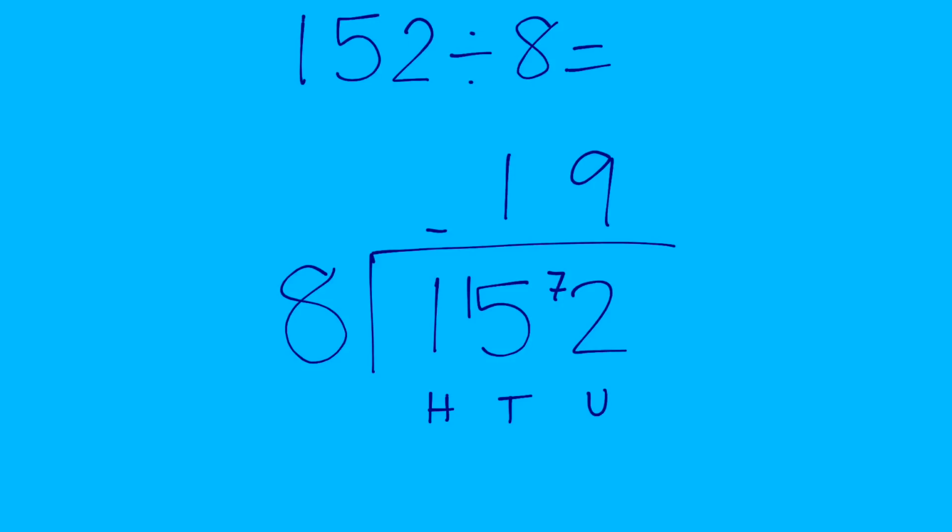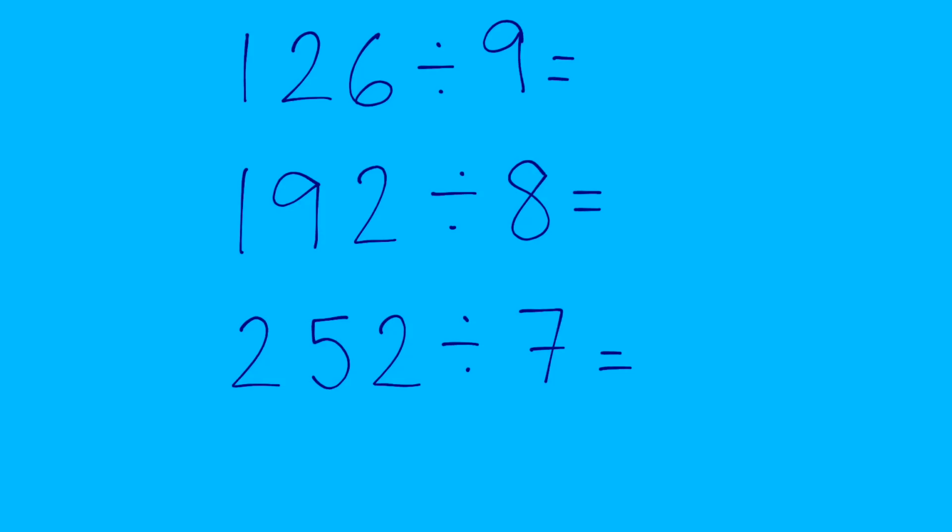Okay, let's move on to another one. Here are 3 more questions for you to practice, so you can pause the video, jot down your workings out using the bus stop method, and then we'll see how you did. Let's look at the answers. 126 divided by 9 is 14. 192 divided by 8 is 24. And 252 divided by 7 is 36.